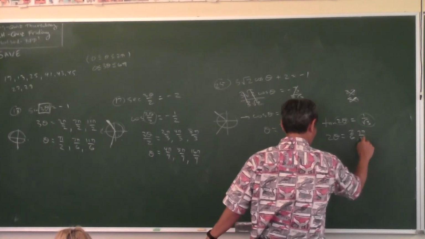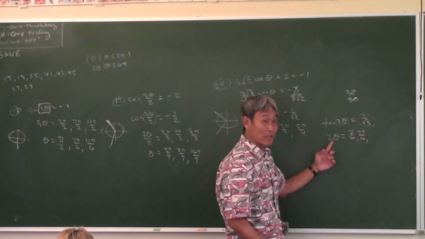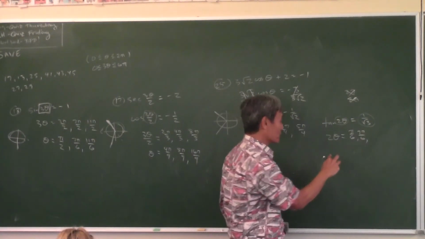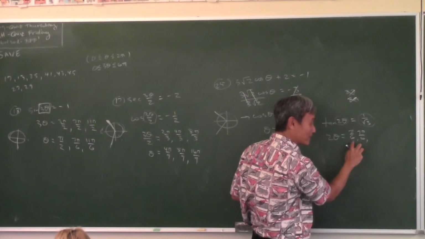7 pi over 6. Okay, but there's a 2 theta here, so what do you do? You gotta go twice around. See, this is only once around. So what you have to do is add 2 pi to each of these.